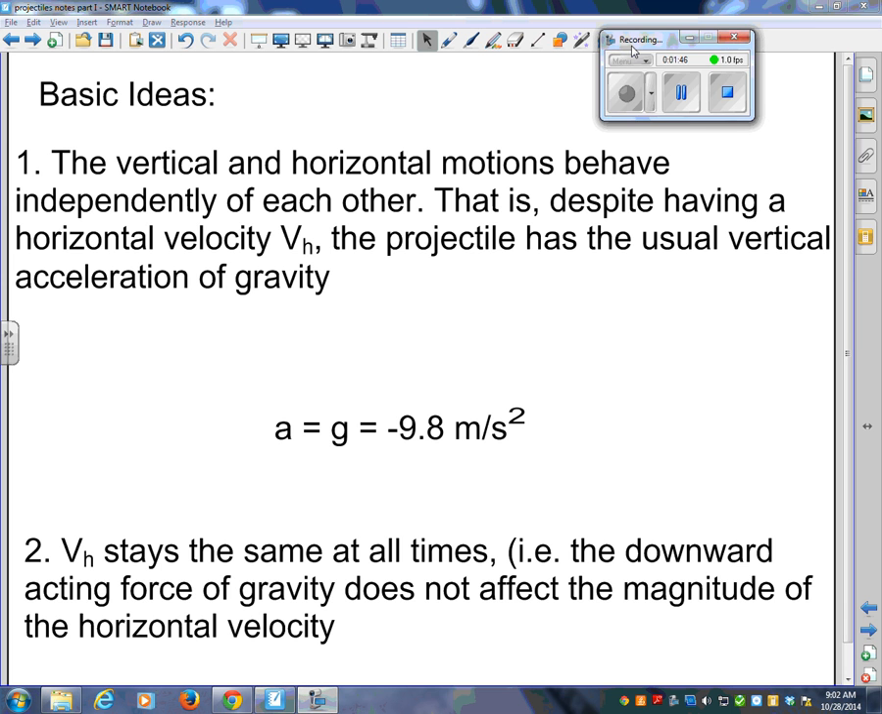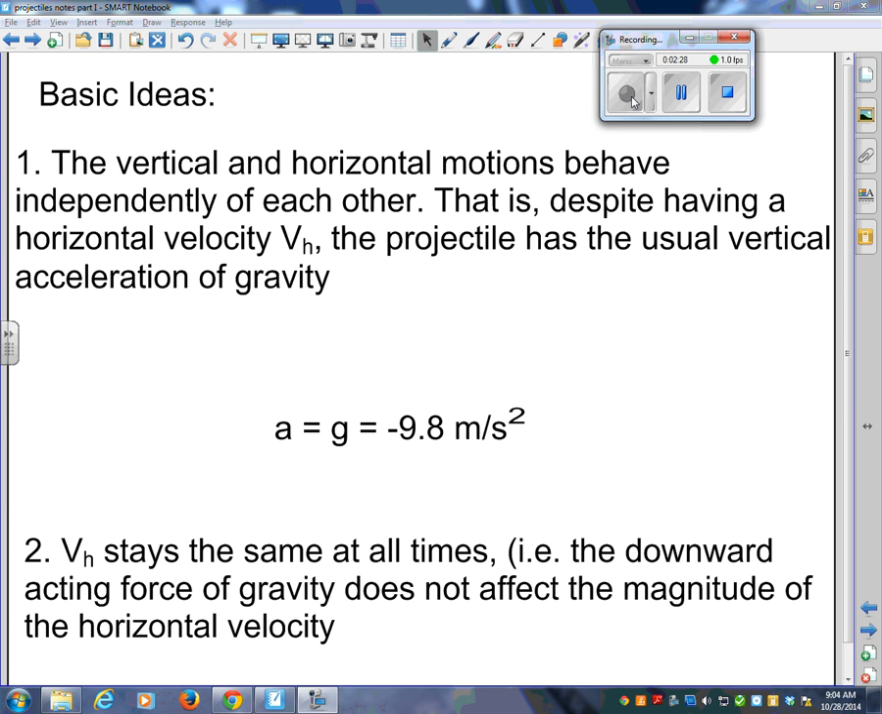Alrighty, so as I was saying yesterday, if I had to sum up this entire unit in one nutshell statement, it would be that sentence there. The vertical and horizontal motions behave independently of each other. That is the number one thing you have to keep in mind. They do not mix. Well, they do mix, but they don't. Vertical does not have any effect on horizontal, and horizontal does not have any effect on vertical. So, despite having a horizontal velocity, VH, the projectile has the usual vertical acceleration of gravity, which of course is minus 9.8. I'll let you get that down.